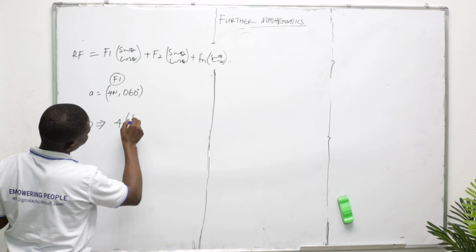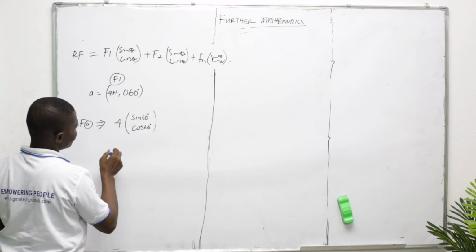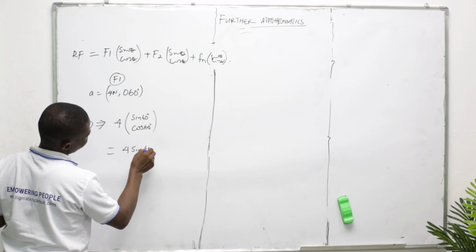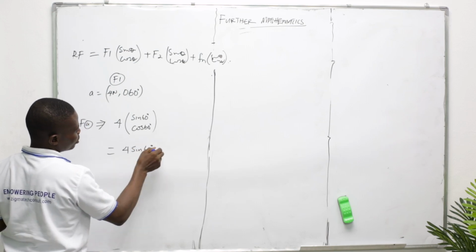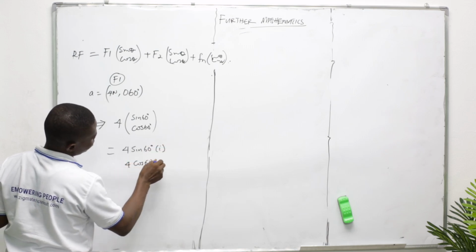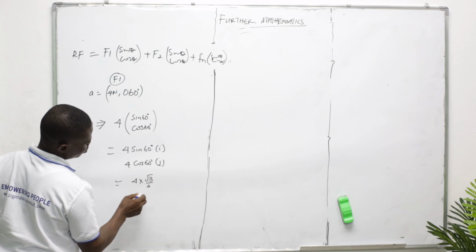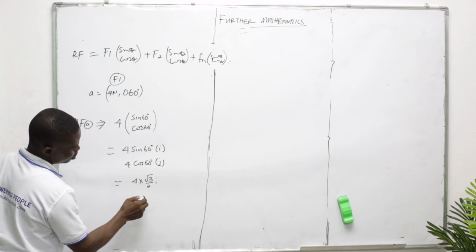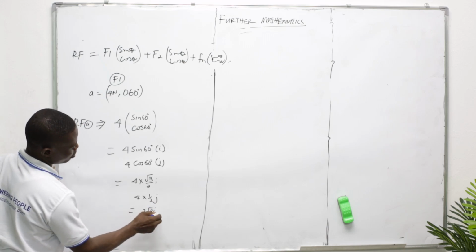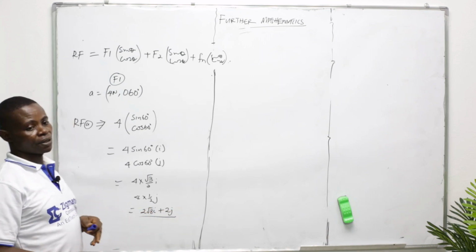So the resultant force of A implies F sine 60 degree, cos 60 degree, to give us what now? This is 4 sine 60, that is the I part. Let me include I, then 4 cos 60 J. This is 4 times root 3 all over 2 I, then 4 times 1 over 2 J, to give us 2 root 3 I plus 2 J. This is for A part.